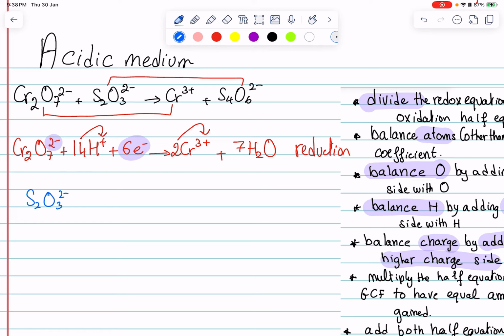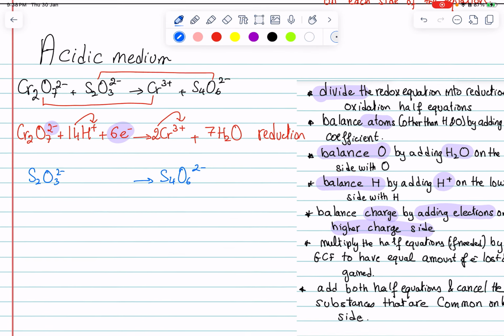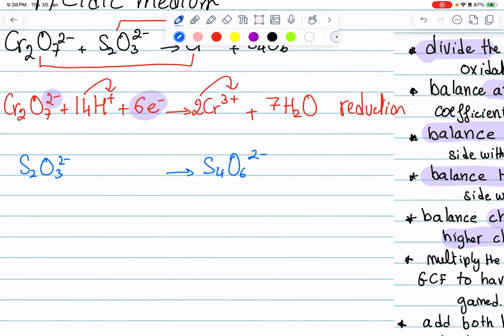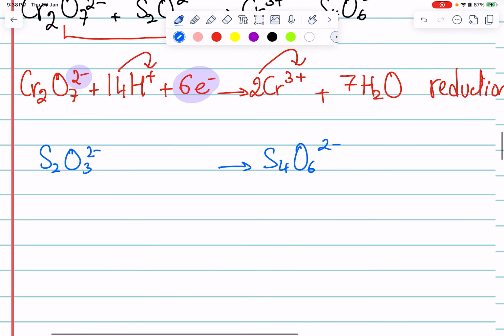S2O3 2-, giving S4O6 2-. Again, balance atoms other than hydrogen and oxygen by adding a coefficient. I have 4 S versus 2 S, so I'm going to add a 2 on this side, like this. I'll get 4 S. 2 times 2 is 4.